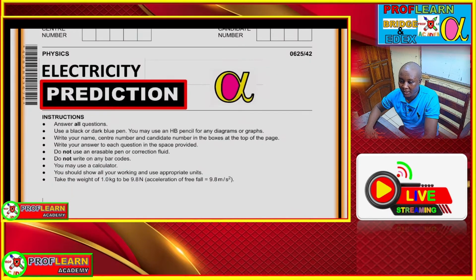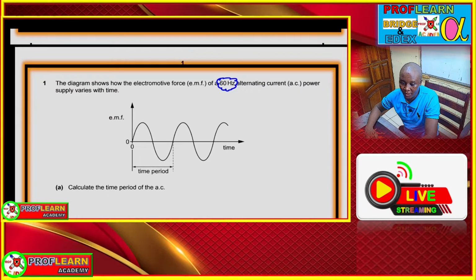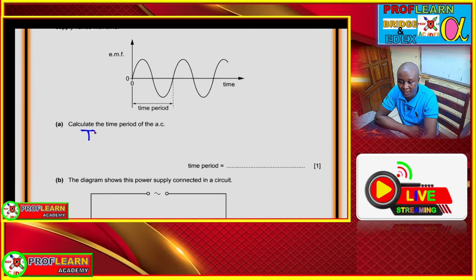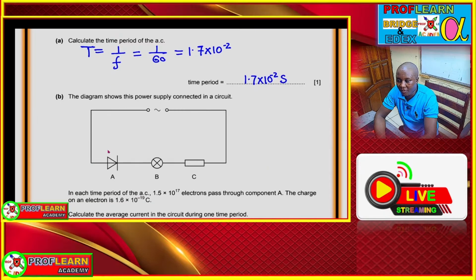So let's start immediately so that we can see how to approach different questions which are asked here. You are told to calculate the period of this alternating current. Period is 1 over f, and f was the frequency that was given, which was 60 hertz. So if you work it out, you're going to get 1.7 times 10 raised to the power -2 seconds as the period. You need to understand that we have two types of current: alternating current and direct current. So in this case here, we are having alternating current because it's changing direction.